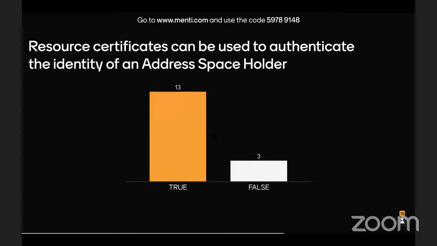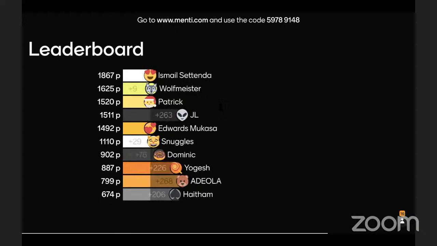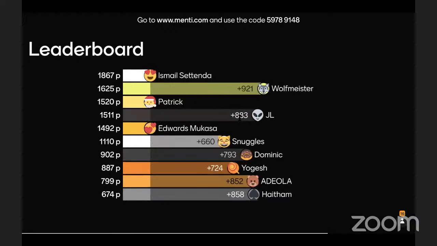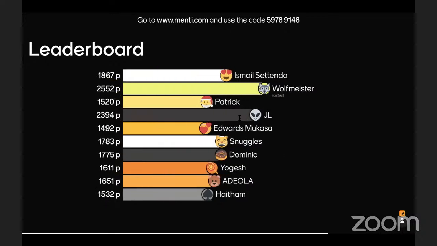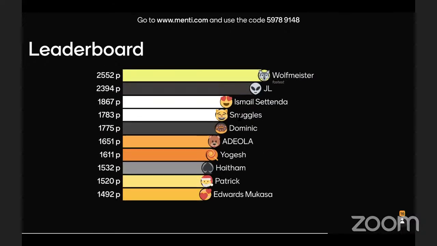Actually, that is not true. That is a mistake. Resource certificates cannot be used to authenticate that. That is my bad. We need to fix that. So no, you can't actually. The resource certificate is not to attest to the identity of the resource holder. It's just to say that this resource has been allocated to the address space holder. That has nothing to do with the identity. Sorry about that.